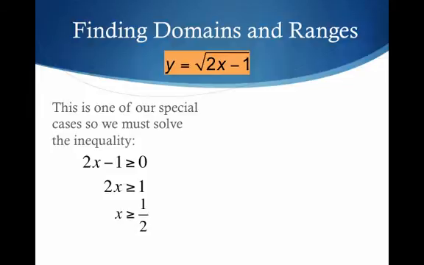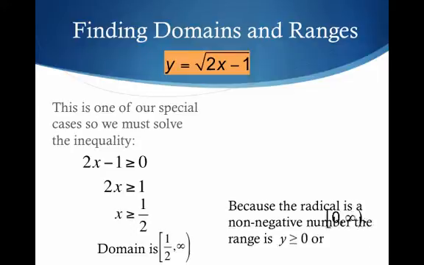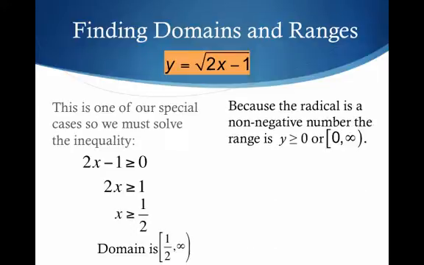We want to put this in interval notation, and so the domain would be bracket 1/2 to infinity. Why a bracket? Because it's greater than or equal to 1/2. Again, I can plug in 1/2. If I plug in 1/2 into my function, then I'm going to get the square root of 0, which is just 0. What about the range? The range we've actually already answered, guys. I'm going to grab my pen for a second. Remember what we said.